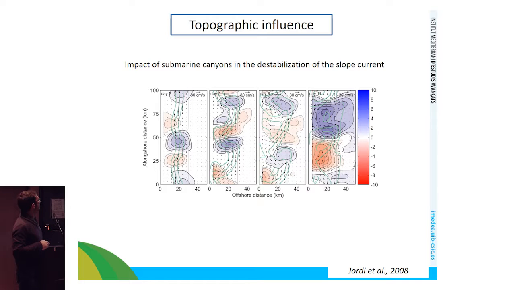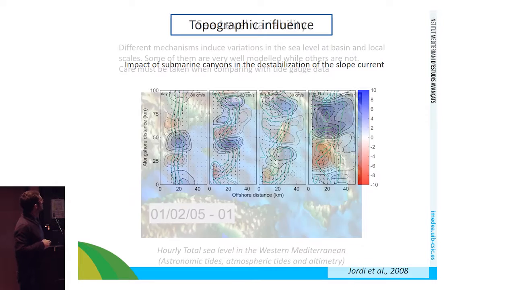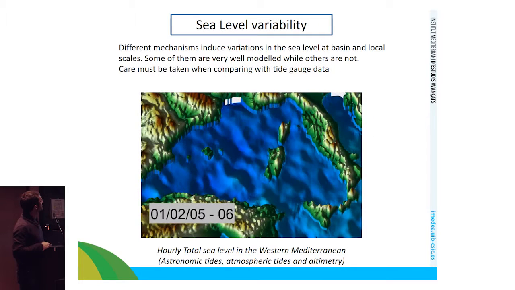Another important thing about the Mediterranean, especially because I've seen a lot of people using sea level to validate the models, and also because sea level is an important variable for coastal areas and a metric for climate change.